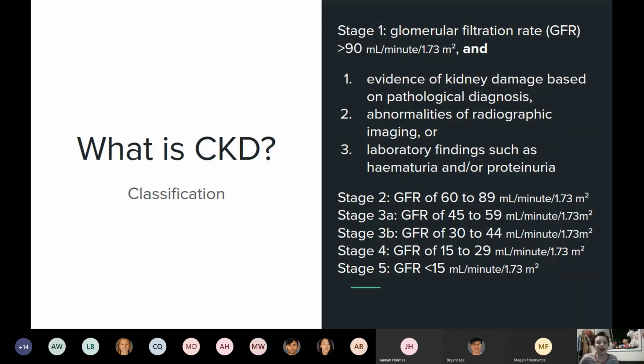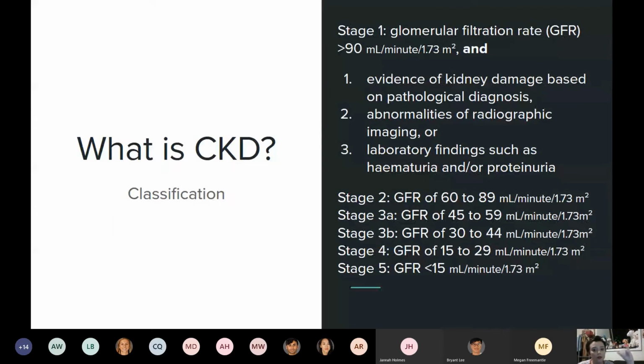So when we talk about CKD, stage 1 CKD is actually pretty common, because it's people who have normal kidney function but have some evidence of damage. So that could be that when you look on a scan, they've got a horseshoe kidney. So that's the example that Bryant was suggesting there. It could be that they've got random lab findings of hematuria, proteinuria, not just a one-off, it is consistent, but their kidney function itself is fine. Their GFR is still above 90. Or they've got some sort of evidence of kidney damage on a pathological diagnosis.